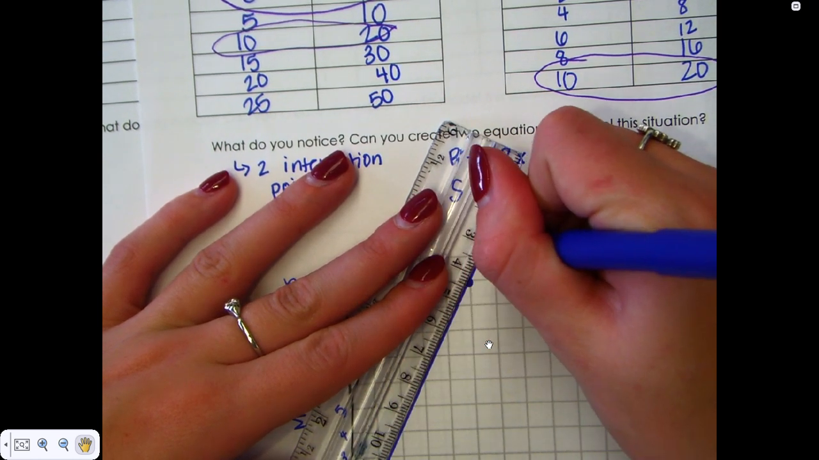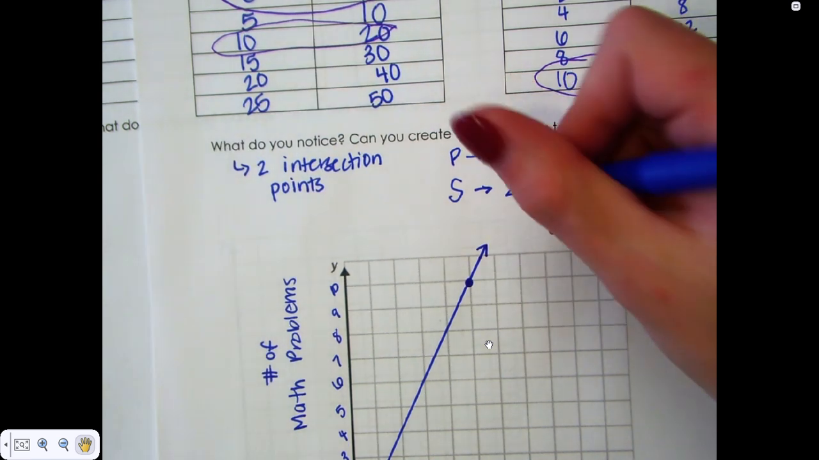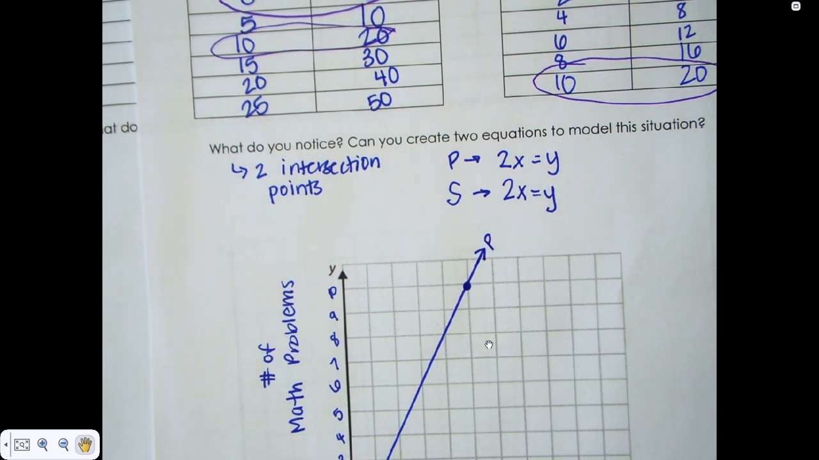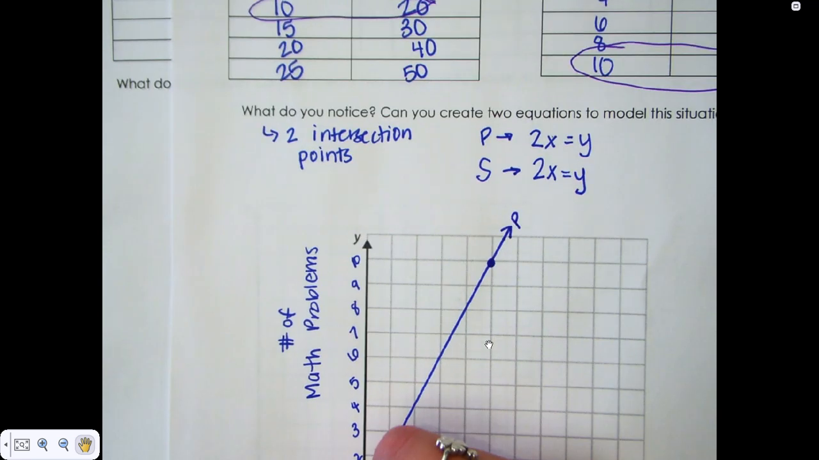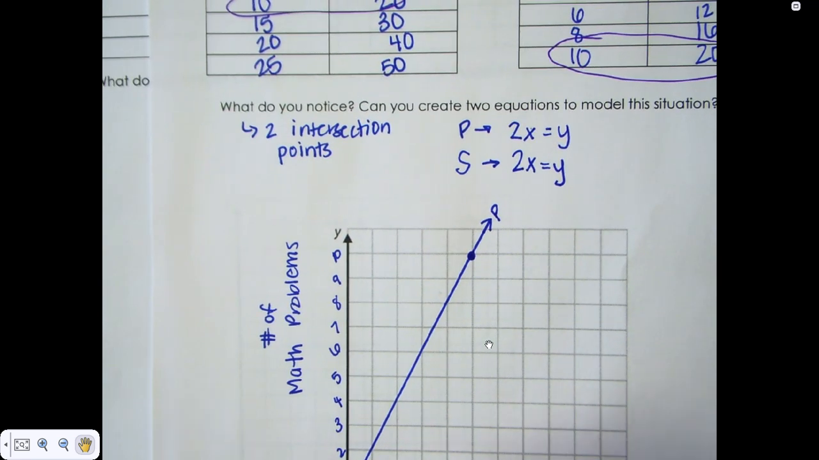I'm going to do this. So this is Miss Peterson's. I'm going to do that in blue. I'll put a P next to it. And then I'm going to do Miss Summers. 0, 0 is also her point, and then I'm also going to do 4, 8.